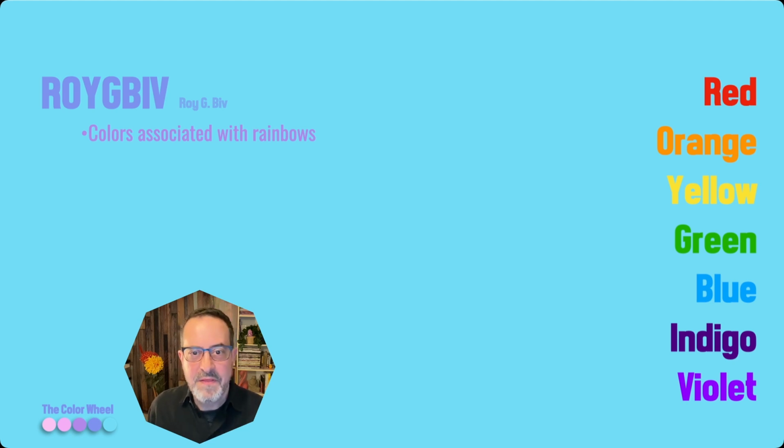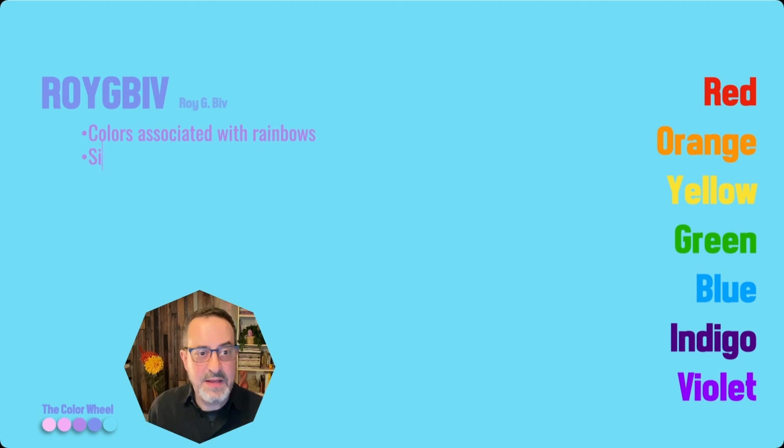ROYGBIV. That is what is called a mnemonic approach. Another one that's not quite as easy to remember, but this is traditional from the old days: Richard of York gave battle in vain. If that's easier for you to remember these colors, then use that.